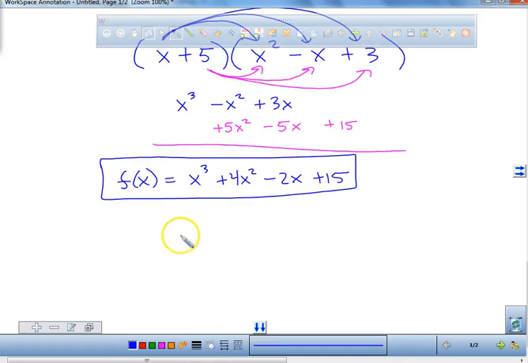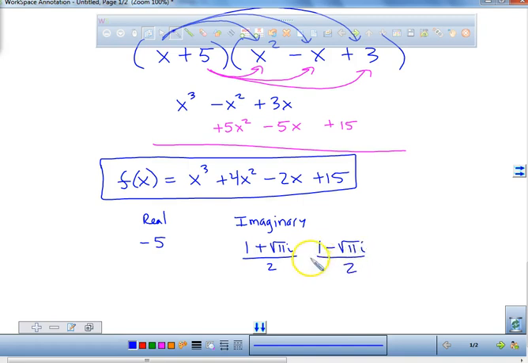It has 2 imaginary roots and 1 real root. The real zero was at negative 5. The imaginary zeros were at 1 plus radical 11 i over 2 and 1 minus radical 11 i over 2. Those were the roots. So in summation, you took this real root and these 2 imaginary roots and you built it into a function. All right? The next problem is a heck of a lot easier than this problem.